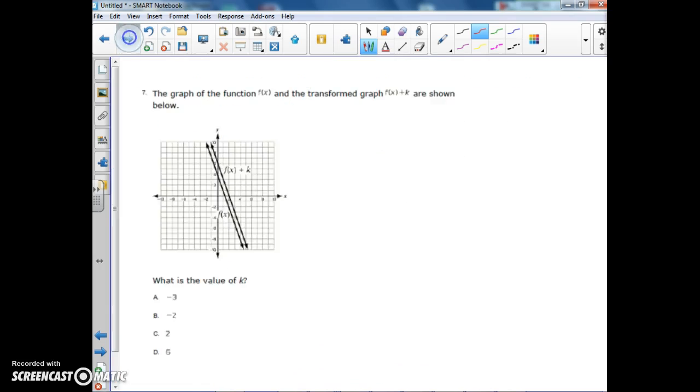The first example is with a graph. We have a function f of x, and then we have f of x plus k. Remember, plus means that the graph has been moved up. Let's look at where the graphs hit the y-axis, and then all we have to do is count the units to see how far it moved up. The bottom line is f of x, and the top line is f of x plus k.